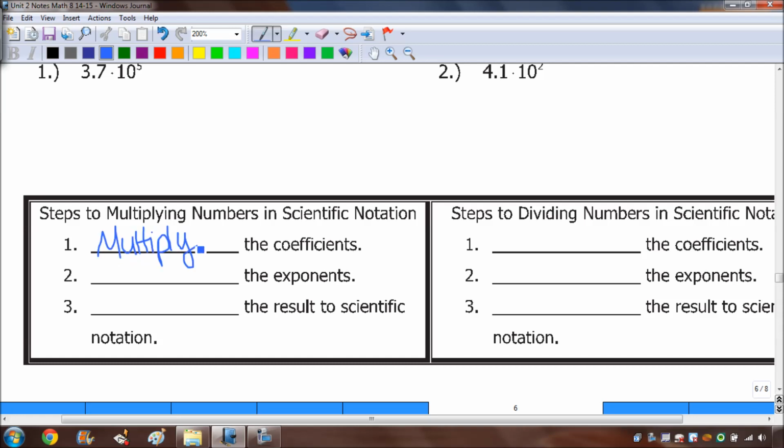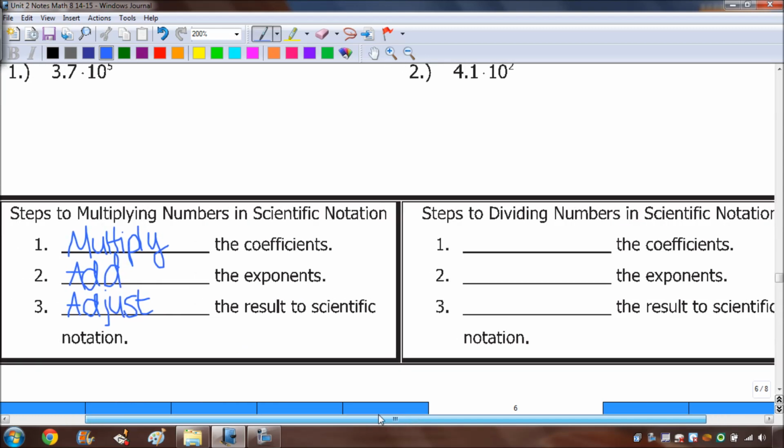Once you've done that, step 2 is to add the exponents. Well, we're multiplying, so the rules are not going to change. You guys always know that when you multiply, you should always add exponents. So we're still going to add our exponents. But last thing we need to do is adjust the result to make sure that it's written in scientific notation, okay?